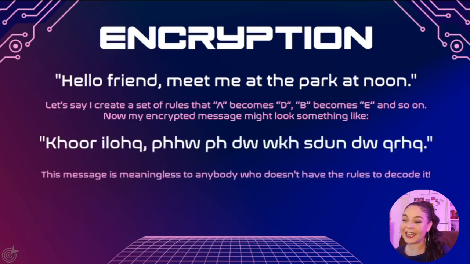And we can see that it's meaningless to anybody who doesn't have the rules to decode it. But lucky for my friend who does have the set of rules, they're able to easily decode that and then receive a message that's just for them. And that's very similar to the way that encryption works. But obviously, this is a simplified version, and real encryption that's happening on the internet is way more complex than that.